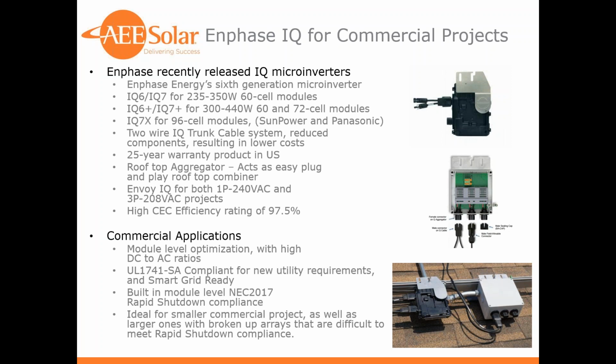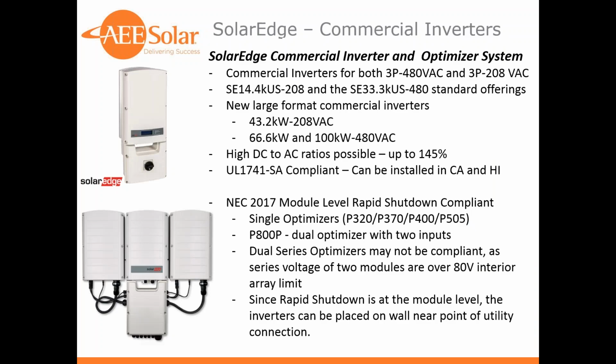So they have a communications gateway called their Envoy IQ. And up until very recently, it was limited to single-phase residential or single-phase commercial projects, 120/240. But they now have an IQ that will talk to all the microinverters on the roof that is applicable for 3-phase, both 240 and 208 volts. We mentioned the high CEC efficiency of 97.5, and also this meeting rapid shutdown requirements at the module level.